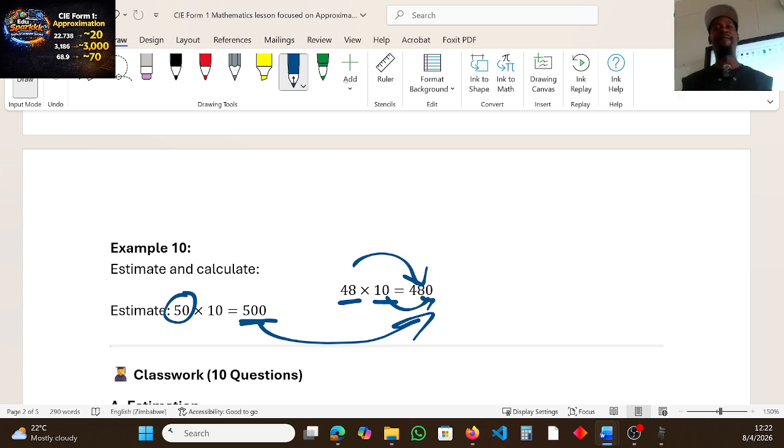I think that's all on the first part on estimation or approximation.